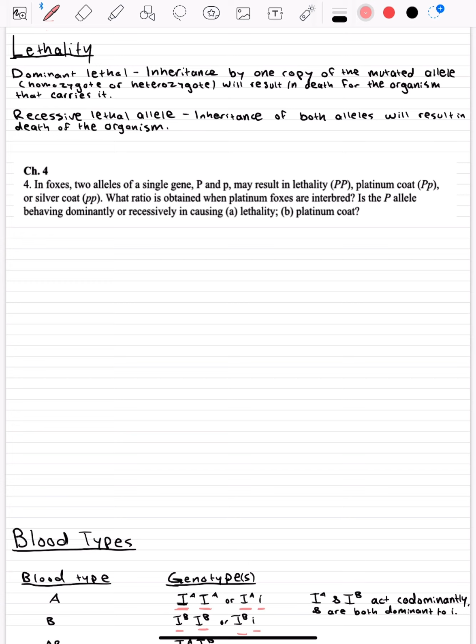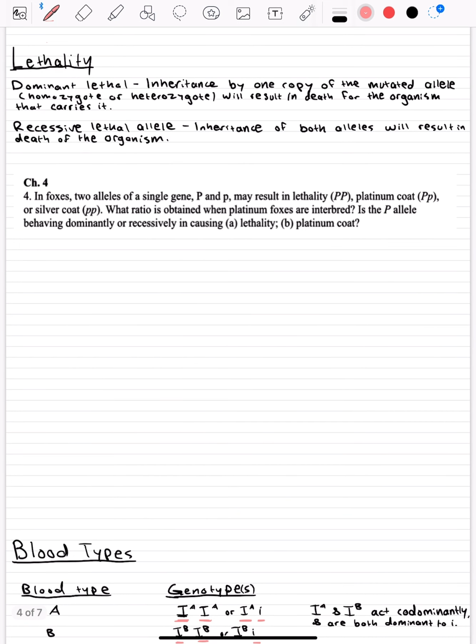Dominant lethal occurs when inheritance of one copy of the mutated allele, either in a homozygote or a heterozygote, will result in the death of the organism that carries it. Recessive lethal allele means that the inheritance of both alleles will result in death of the organism.